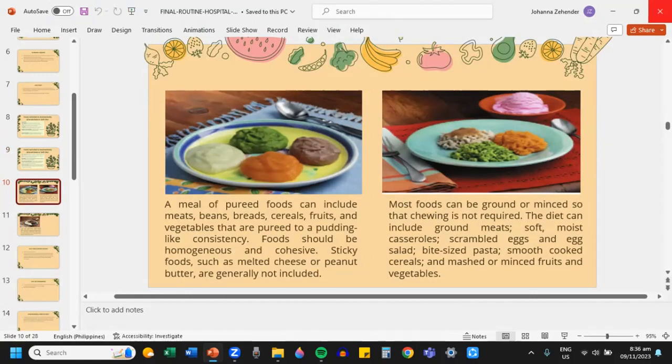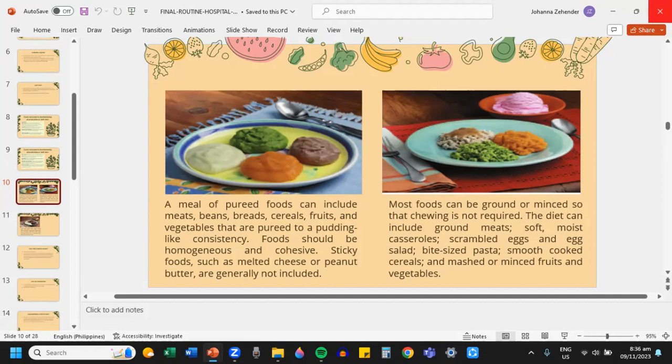Most foods can be ground or minced so that chewing is not required. The diet can include ground meats, soft, moist casseroles, scrambled eggs and egg salad, bite-sized pasta, smooth cooked cereals, and mashed or minced fruits and vegetables. Okay, so please note the difference between pureed and ground.